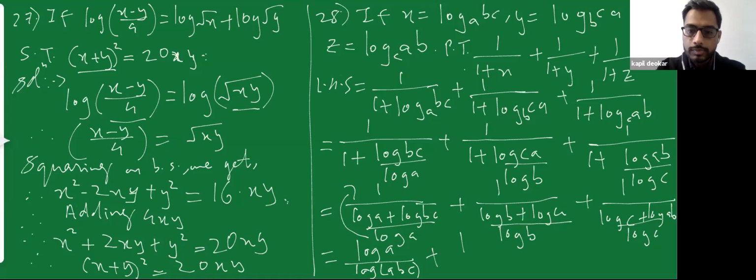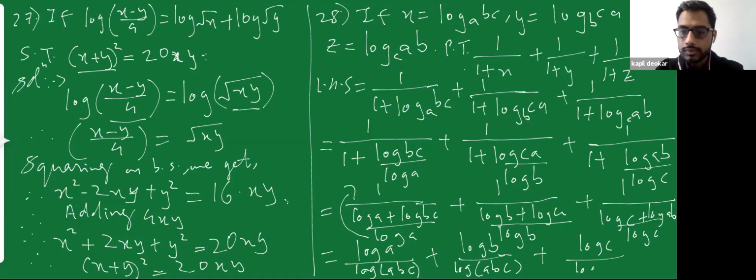Similarly, log b I can write in numerator, log b plus log ca. Log a plus log b is log of a into b. So log b plus log ca is also log of abc, b into ca, that is abc. Similarly, this term would be log c upon log of abc. Now, this is your LCM.